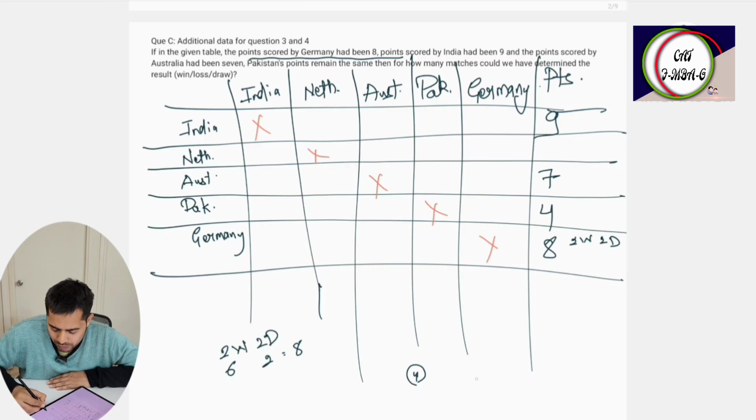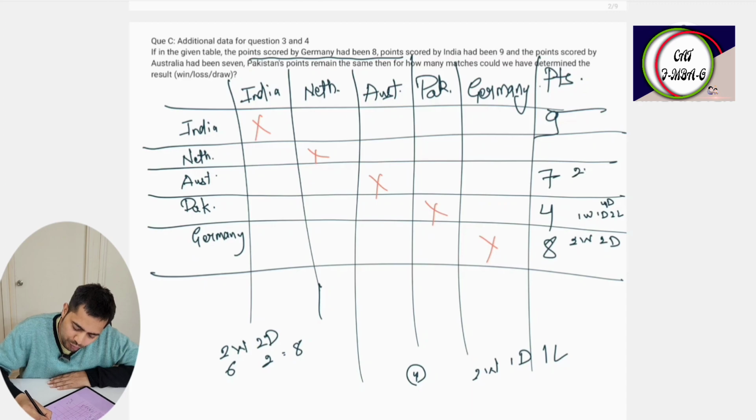So for 4, either 4 draws are there, or else 1 win, 1 draw and 2 losses are there. So we will see how it goes. Australia has 7, so 7 has to be done by 2 wins, 1 draw and 1 loss.